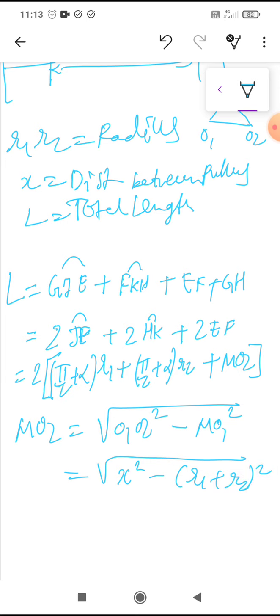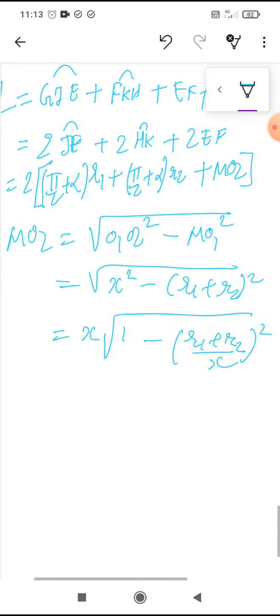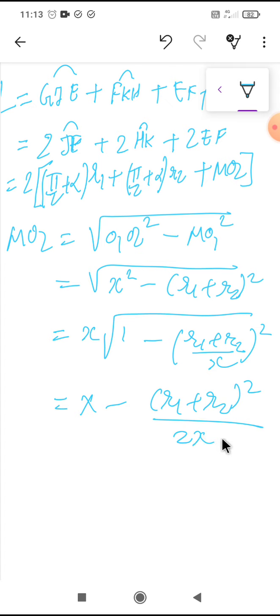Now let's take X common outside. So if I take X common, here I am left with 1 minus (R1 plus R2 upon X) whole square. If I expand this with the help of binomial theorem, I will get MO2 is equal to X minus (R1 plus R2) whole square upon 2X. So now let's put the value of MO2 in this equation.